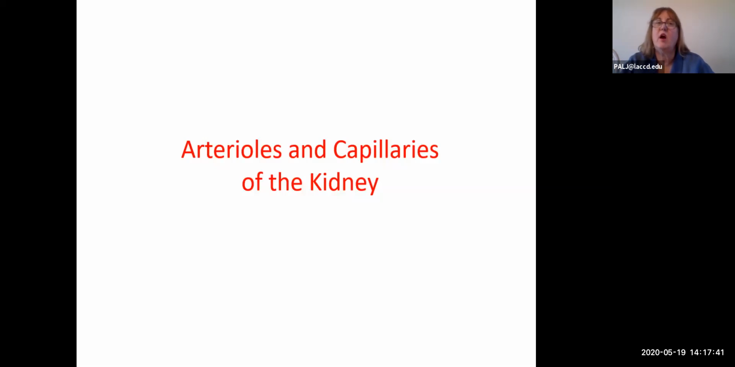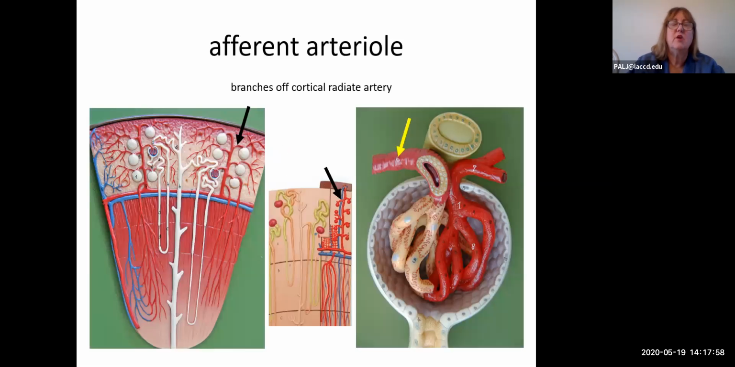Hi, in this section, we are going to go into more detail of the blood supply to the kidney. Specifically, we're going to look at arterioles and capillaries and see how blood travels in these really microscopic structures to functional units of the kidney. So where we need to start is the cortical radiate artery, which came from the arcuate artery and is traveling in the renal cortex.